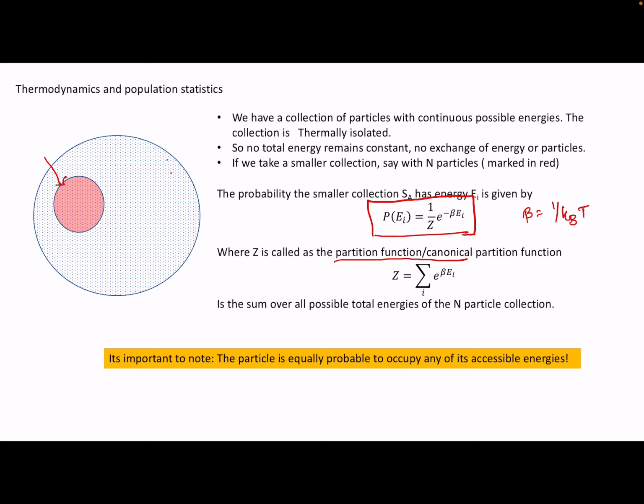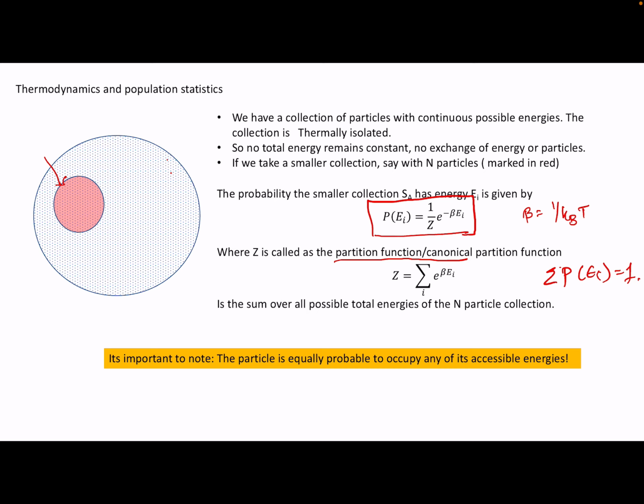Basically, the collection of these n particles should have some energy. And what is the probability? So basically this EI is one such energy, right? So the summation over all possible energies should eventually give you 1. And what we have for Z is the exponential of beta EI, right? So basically what we mean is that the summation of the probabilities of EIs is going to be 1, right? And this Z is given as the sum of e power minus beta EI, summed over all possible energies, and is called the partition function Z.